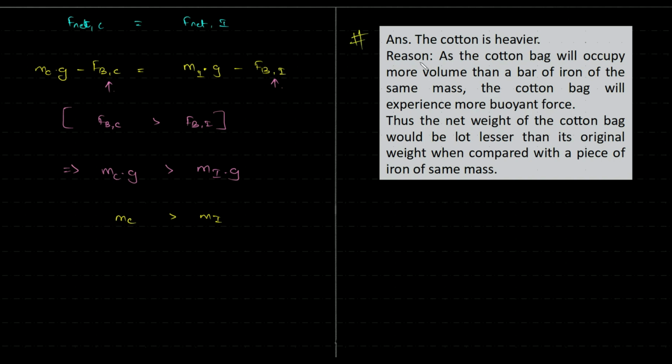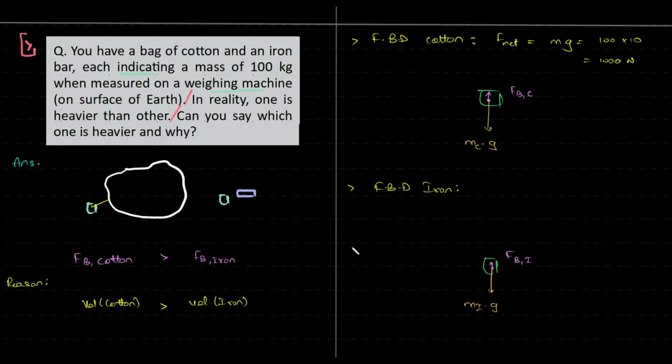The cotton is heavier. Reason being, as a cotton bag will occupy more volume than a bar of iron of the same mass, the cotton bag will experience more buoyant force. Thus, the net weight of the cotton bag would be a lot lesser than its original weight when compared with a piece of iron of the same mass. Okay guys, so that is one big written answer.